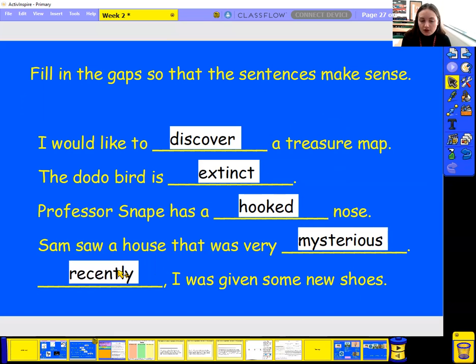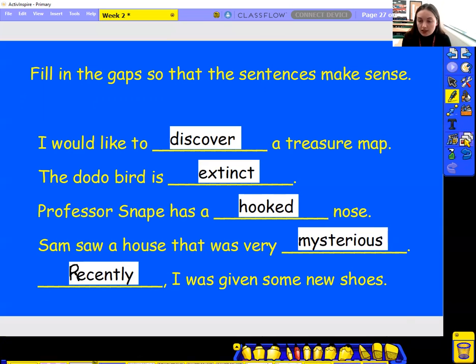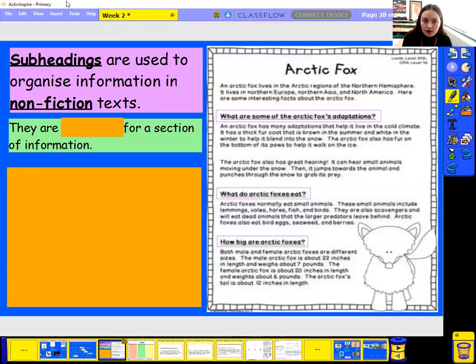And the last one. Recently, I was given some new shoes. If you have written these sentences down, please make sure that you have got a capital letter here, because it's at the start of our sentence. Fantastic, well done, guys.